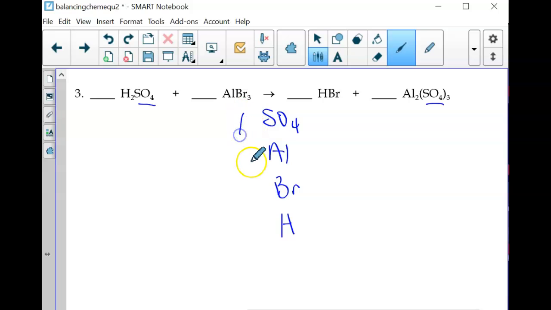So we have 1 sulfate, 1 aluminum, 3 bromines, and 3 hydrogens. Oops, that's 2 hydrogens, apologize. On the left, we had 1 sulfate, 1 aluminum, 3 bromines, and 2 hydrogens. On the right, we have 3 sulfates, 2 aluminums, 1 bromine, and 1 hydrogen. First, questions about the list. Second, questions about the numbers. Anybody have any questions about any of that so far?